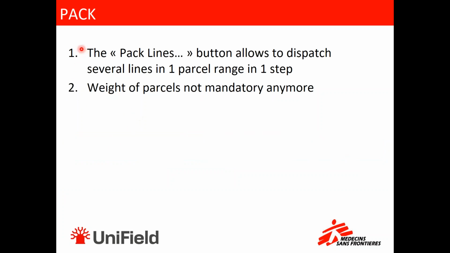On the packing, what we can do now is that we can select several lines and decide to put them in one parcel range in one step, while before, we had to do this on every line. So every line had to be selected, and you had to specify in which, and we mention parcel range because it could be one parcel or several parcels of the same size. So this new button, the pack line button, really allows us to do the dispatch inside the parcels in an easier way. And also remember that before, the weight was something which was mandatory.